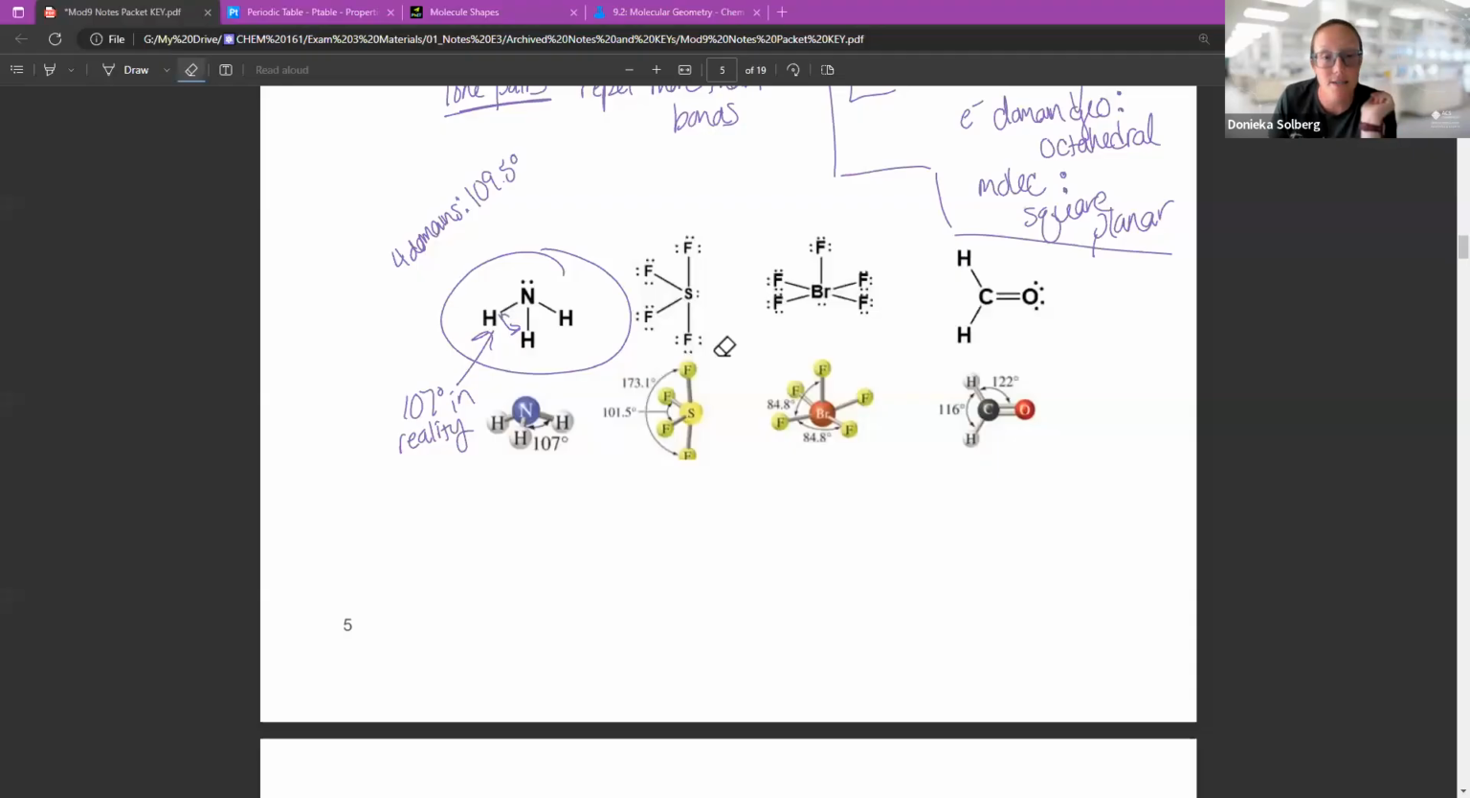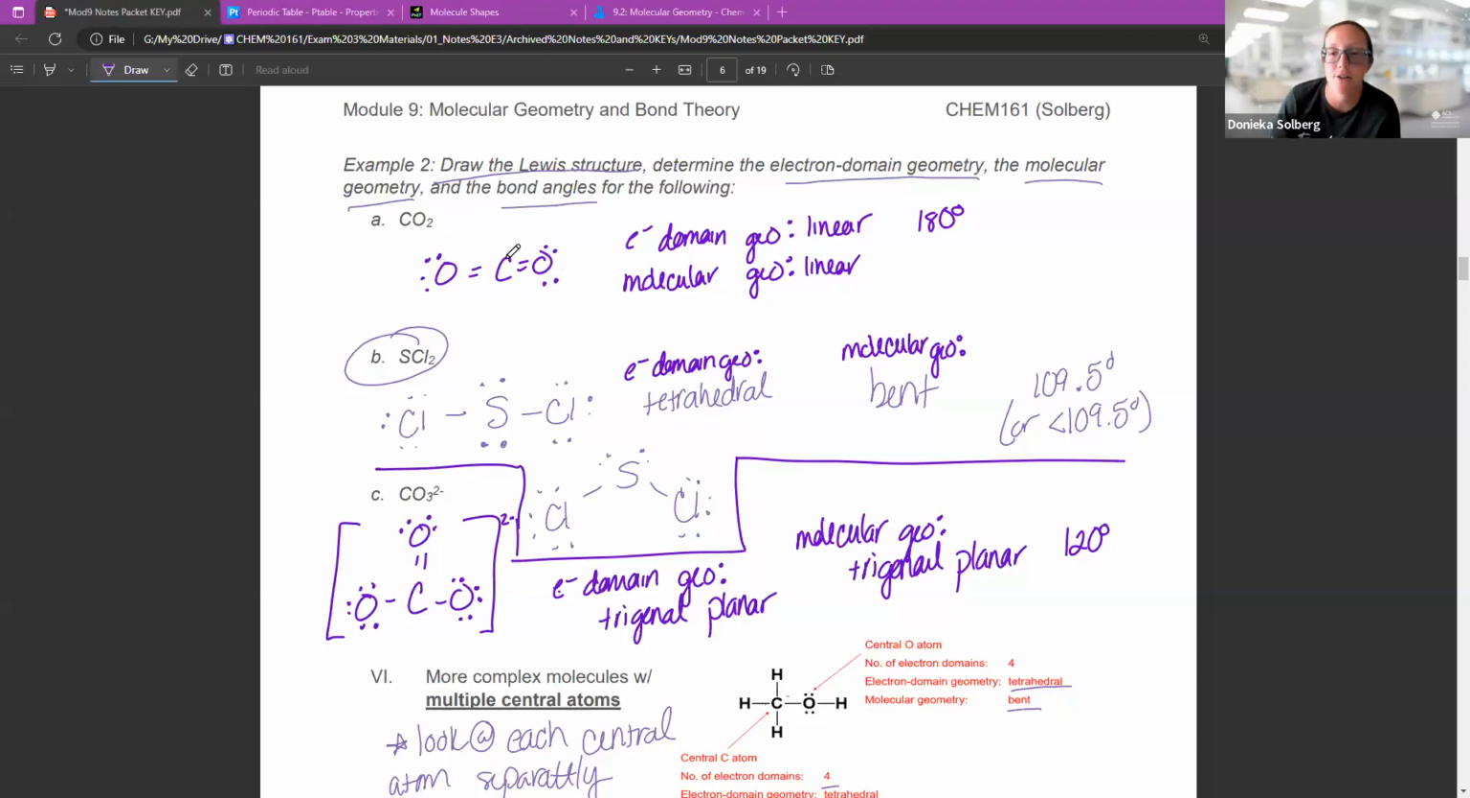Now, I would like you to try example number 2. So go ahead and pause it and then check your answers. Okay, so the answers here are CO2, whose Lewis dot structure looks like this. There's no lone pairs on the middle, so it is linear for both, 180 degrees.